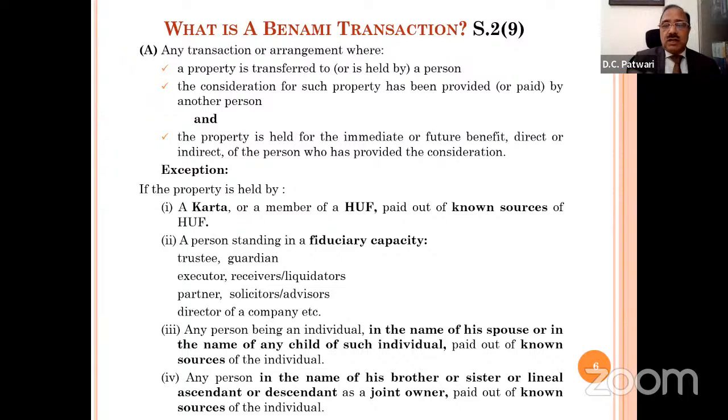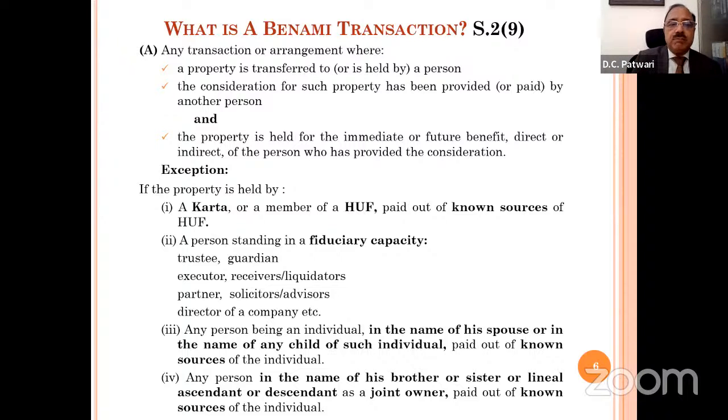Then third and fourth are related to transactions between related parties. Third one is basically an individual transacting in the name of his spouse or in the name of any child of such individual, paid out of known sources of the individual. Again, everywhere the word known sources is used. I'm not explaining every time because it is not the taxed or assessed source. It is basically a source from which it could be borrowed or it could be own source. So in the case of an individual, if the property is purchased in the name of spouse or children, then it will not be treated as Benami.